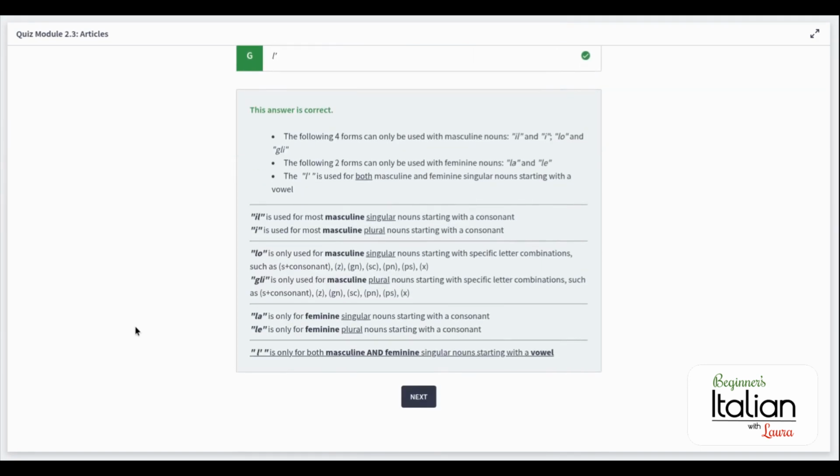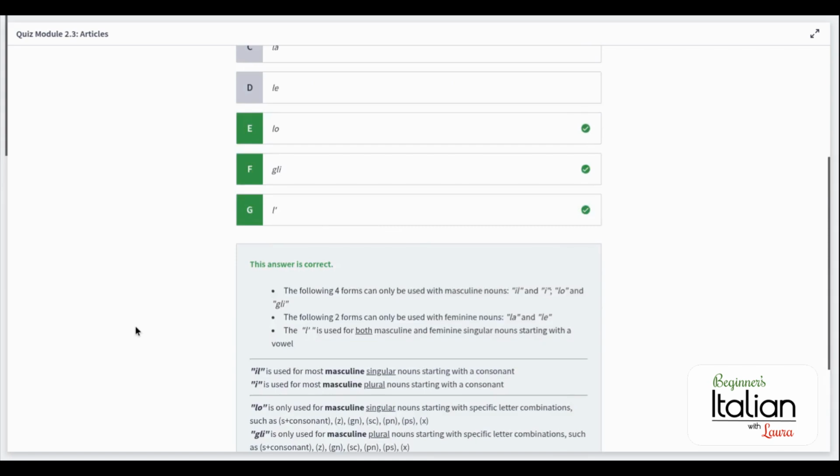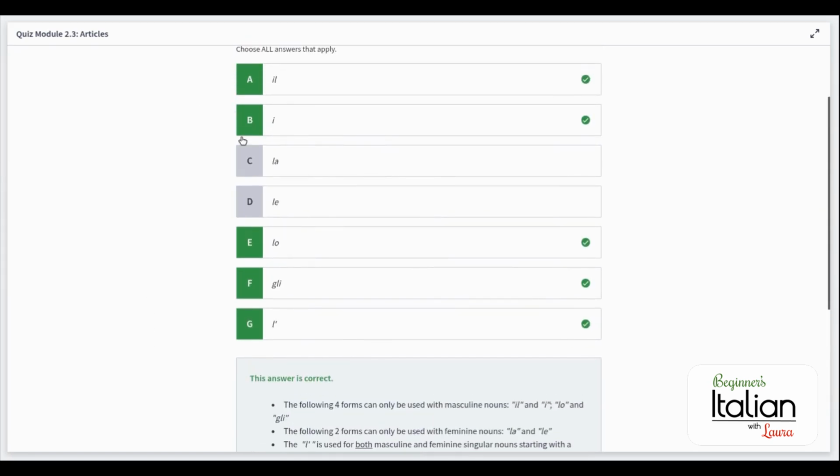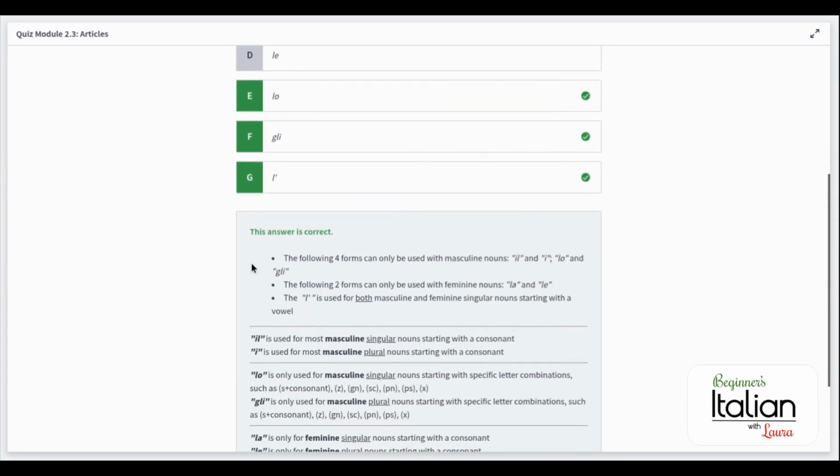Okay, so the correct answers were A, B, E, F, and G. The following 4 forms can only be used with masculine nouns: il and i, lo and gli. The following 2 forms can only be used with feminine nouns: la and le. The l' is used for both masculine and feminine singular nouns starting with a vowel.